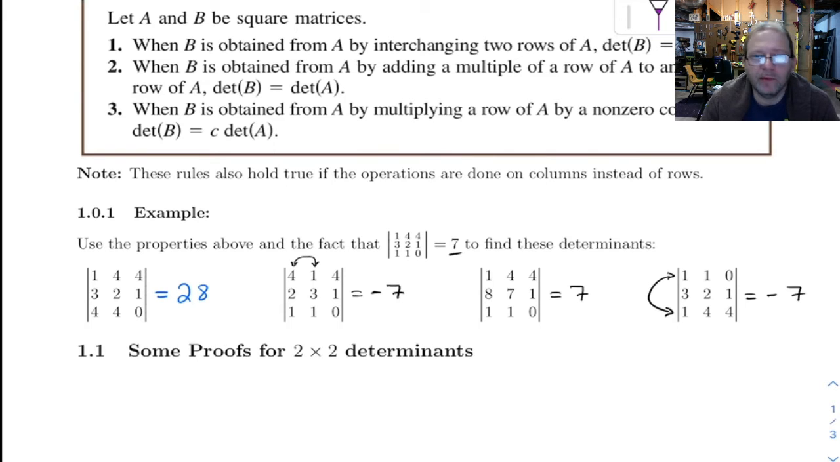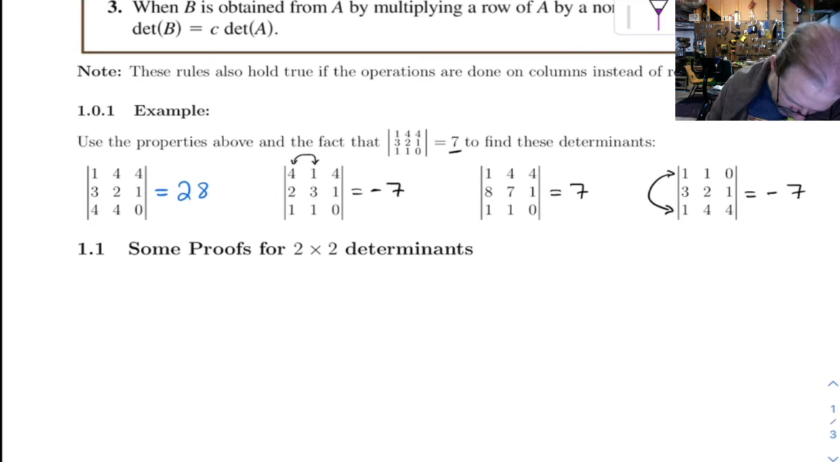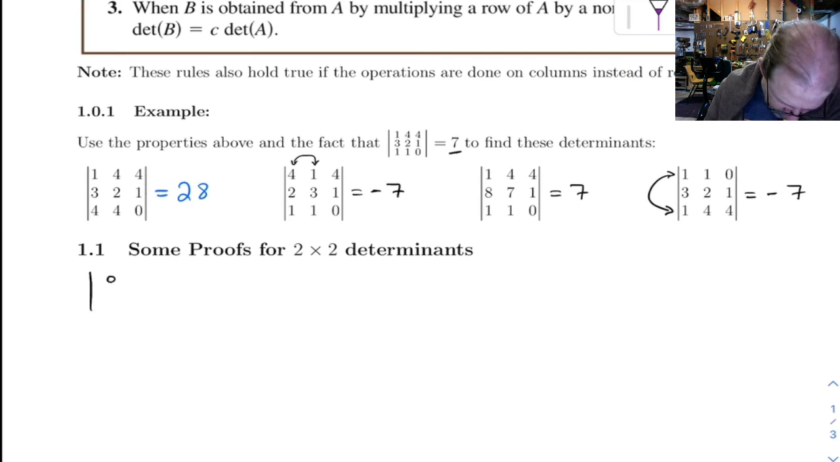I want to do a couple of proofs showing you why these things work. But instead of doing them in general, I'm just going to do them on the 2x2 cases. For instance, we know the determinant of [A, B; C, D] is AD minus BC.